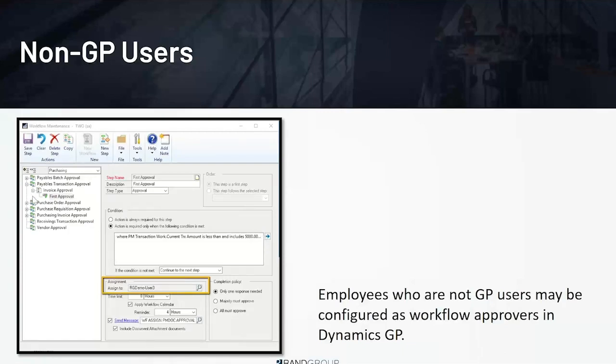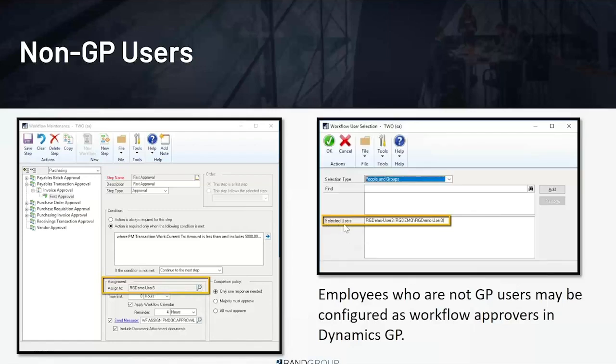So as an example, for our payables transaction workflow, we could assign a non-GP user as the approver, and you'll see that the selected user is actually an Active Directory account that we're using. So if we have an Active Directory account that we could set up as a non-GP user, they could be an approver for your workflows. There's no additional licensing involved, and there's no additional cost for setting up these Active Directory accounts as GP workflow approvers.